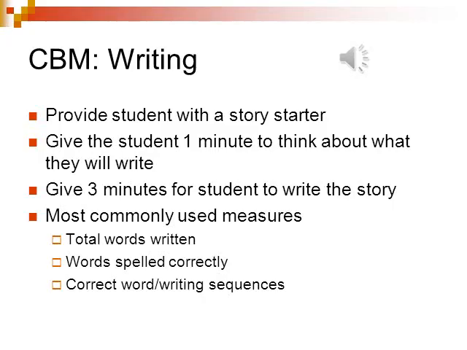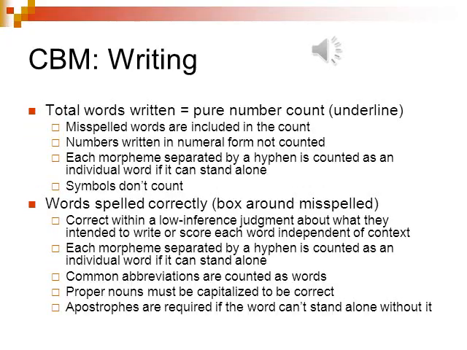The most commonly used measures for writing CBM are total words written, words spelled correctly, and correct word or writing sequences. Total words written is just a pure number count, and misspelled words are included in the count. We don't count numbers written in numeral form. If you look at morphemes separated by a hyphen, each word counts separately as long as they can stand alone, and symbols don't count, so if they use an ampersand.